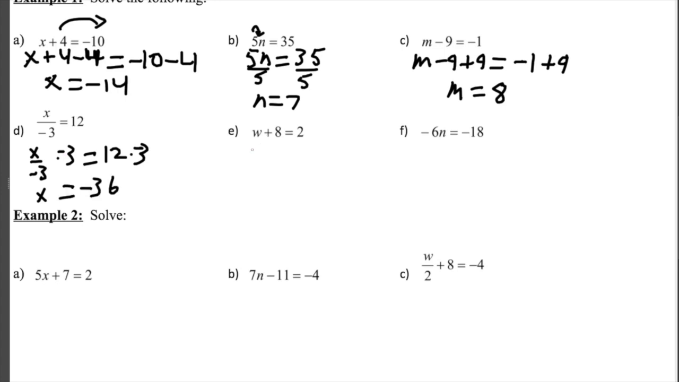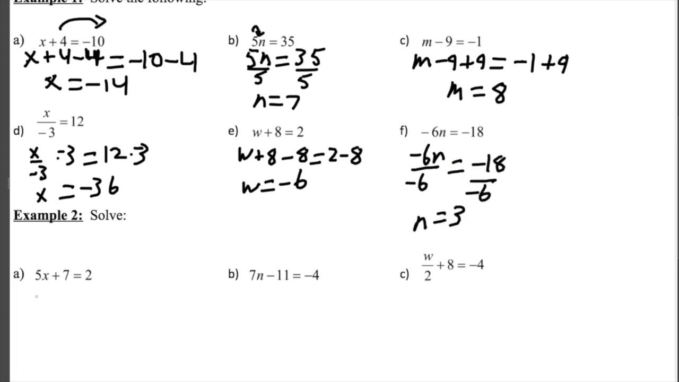For e, we're going to do the opposite operation. So we have w plus 8, which means we're going to get minus 8 on this side, which means we'll have 2 minus 8 on this side. And here, we have w is going to equal to minus 6. For f, we have, again, negative 6n. We're going to do the opposite operation, divided by negative 6. So on the other side, with negative 18, we're going to divide it by negative 6. So n is going to equal to 3.